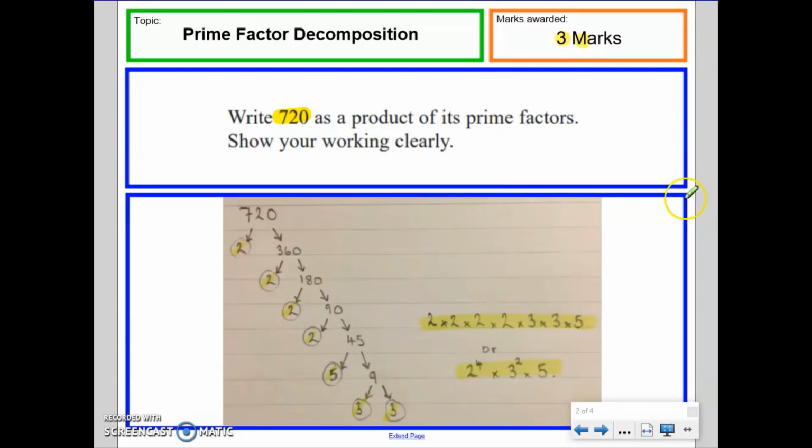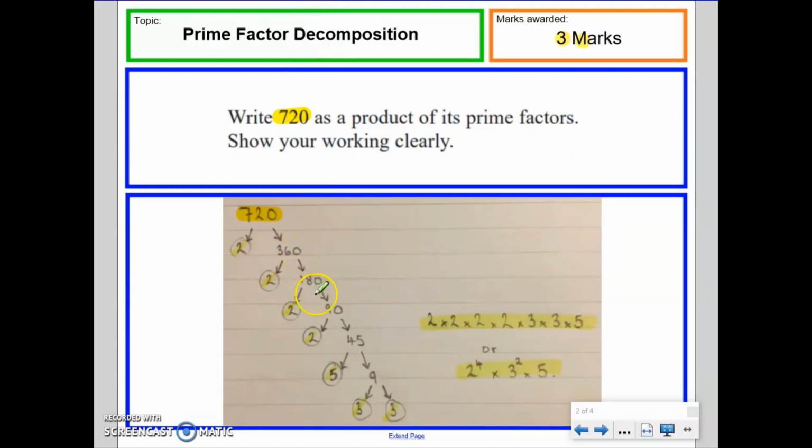My complete answer looks like this. You're going to start with the number that's in the question, and you're going to split it into 2 factors. One of those factors is circled because it is a prime number. Then you move on to this number and you're going to split 360 into 2 factors, and you're going to circle the number that is a prime number.